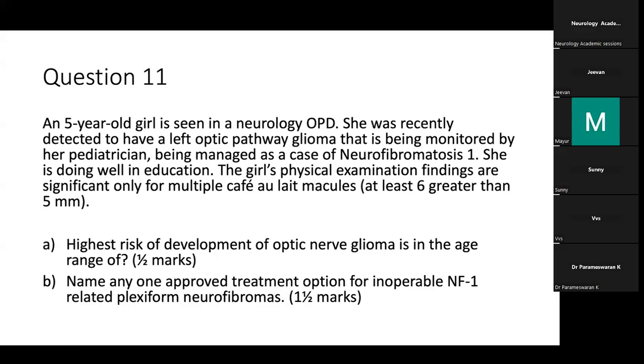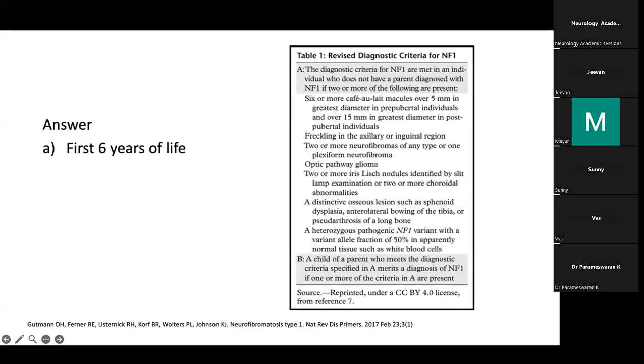Coming to question 11, a 5-year-old girl who was having a left optic pathway glioma diagnosed as neurofibromatosis 1. The question was the highest risk of development of optic nerve glioma is seen in the age range of first 6 years of life. Here a table shows the revised diagnostic criteria of NF1, in which café-au-lait macules and optic pathway glioma have been mentioned in this patient.